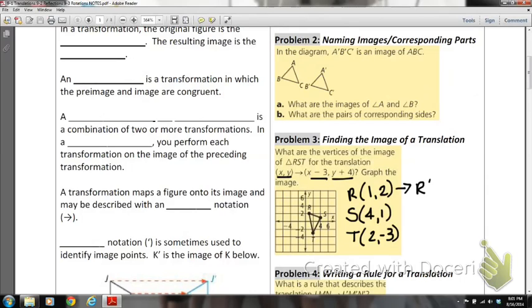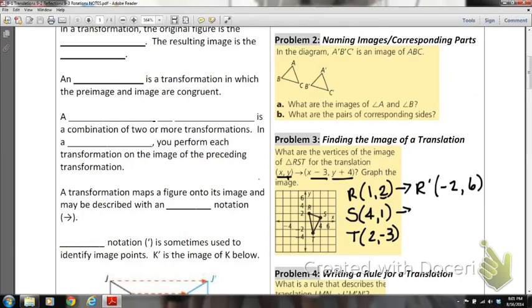So in the point R, x is 1. And in the translation formula, we take whatever x is and subtract 3 from it. So 1 minus 3 is negative 2. In point R, the y coordinate is 2. So plug the 2 into the translation formula, which is y plus 4. And 2 plus 4 is 6.